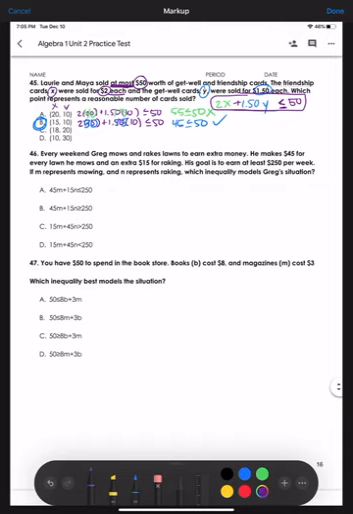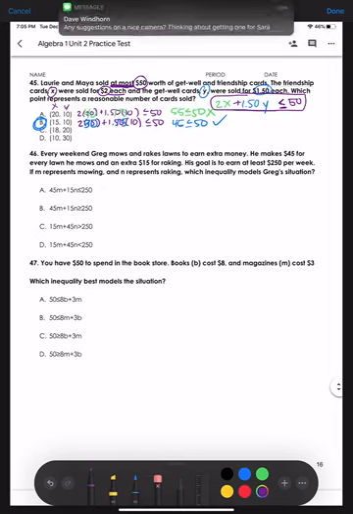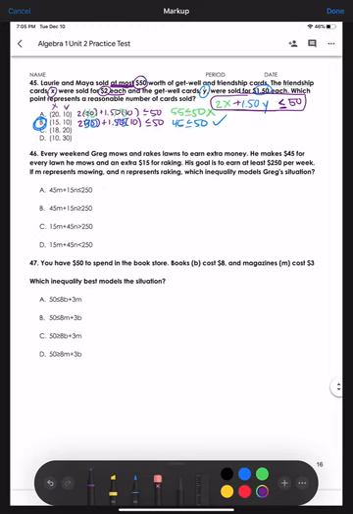Number 46. Every weekend, Greg mows and rakes lawns to earn extra money. He makes $45 for every lawn he mows and an extra $15 for raking. His goal is to earn at least $250 per week. So once again, if you see this word at least, that's a clue that we're using an inequality. If M represents mowing and N represents raking, which inequality models Greg's situation? Before I start looking at my answer choices, I like to write down my own thought of what the inequality will be and then find the one that matches.